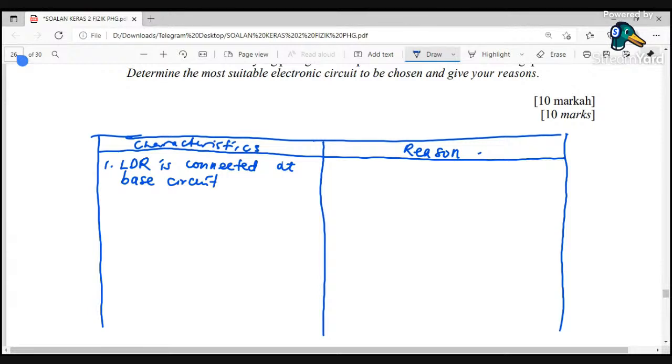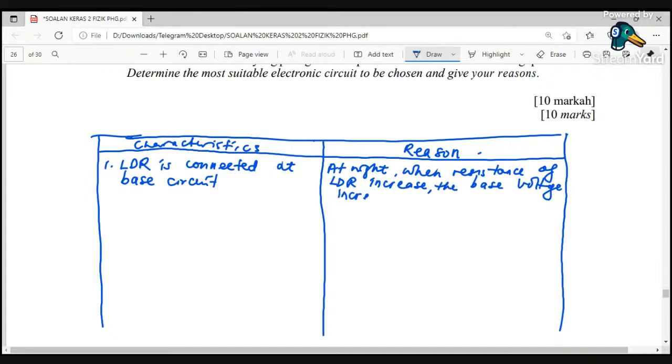So that at night, when the resistance of the LDR increases higher, the base voltage increases and the transistor is on. Okay, itu sebabnya why we put it at the base circuit.